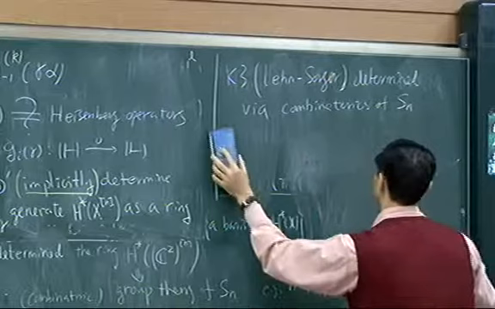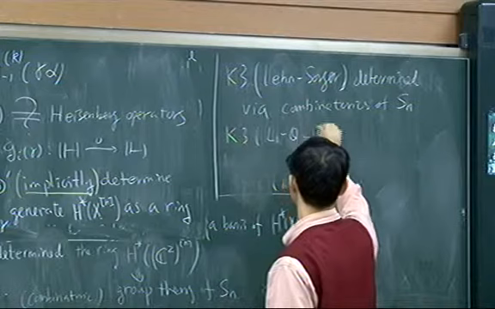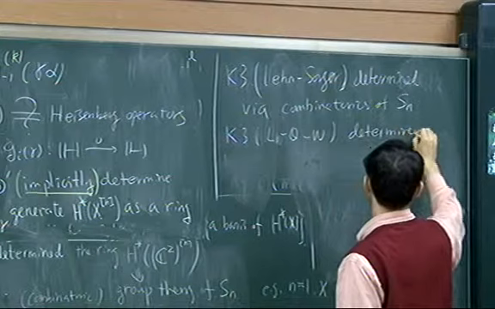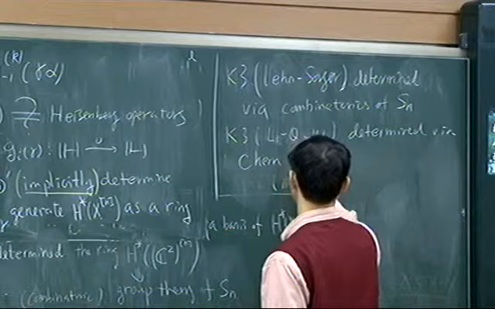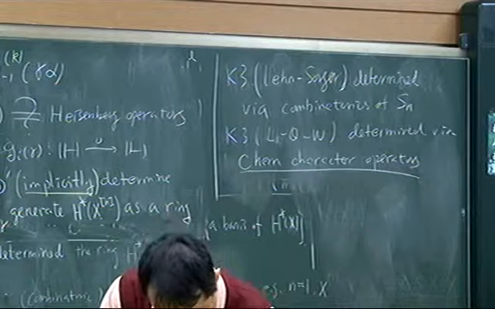Okay. So later we also determine this for K3 via the Chen character operators, which means we have an explicit formula for the Chen character operator for K3. I will not write down the formula because it's very, very long, but it's very explicit.